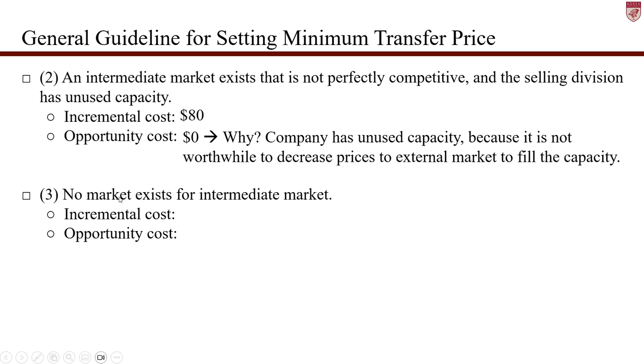When there's no market for the intermediate product, well, it's going to be much easier. Incremental cost $80, and if there's no market, you're also not giving up anything, therefore it's 0. Okay. Now, in the next video, we're going to look at 3 different cases on setting these transfer prices.